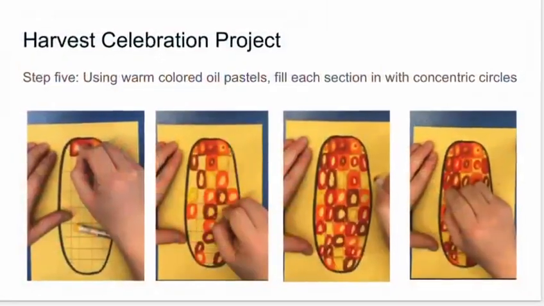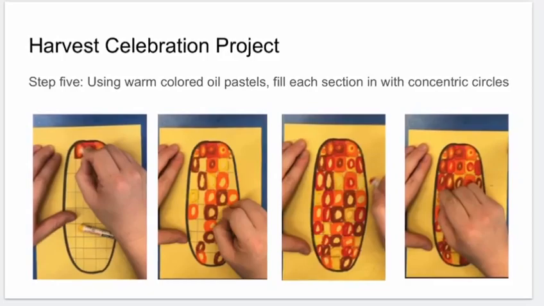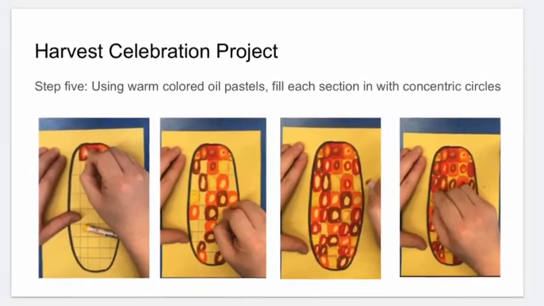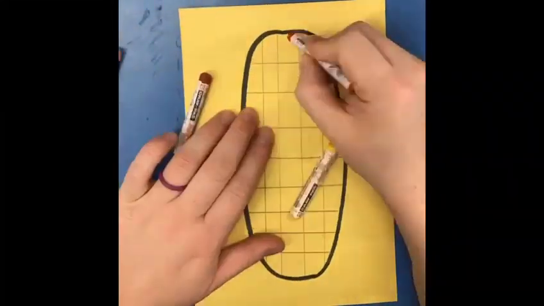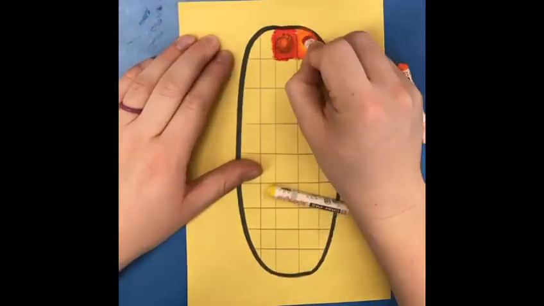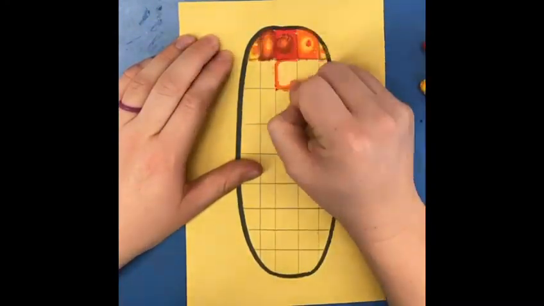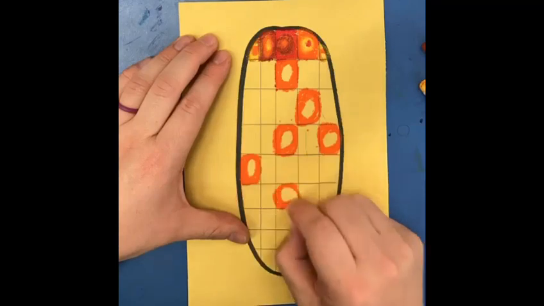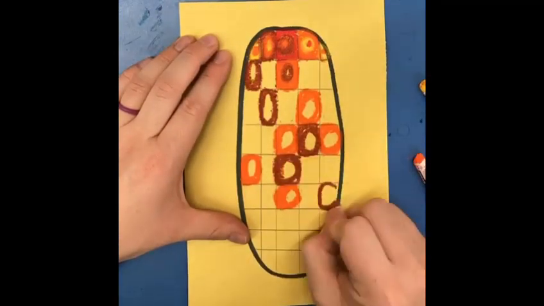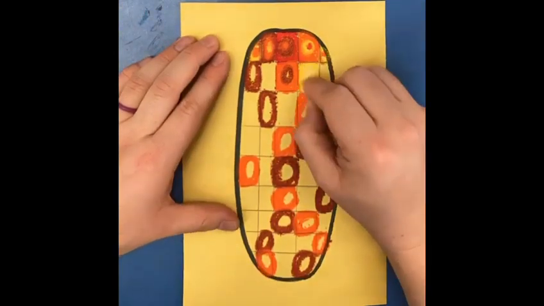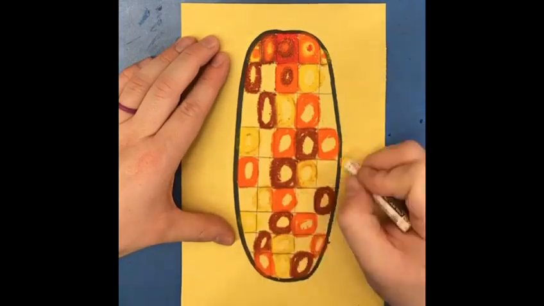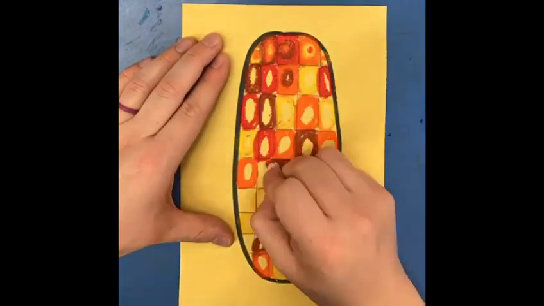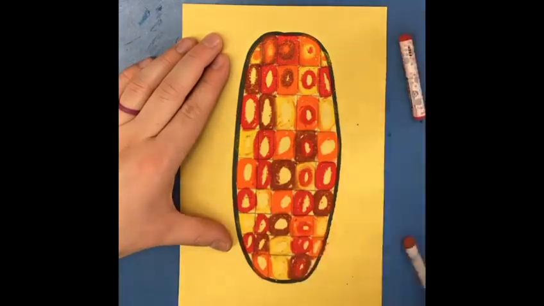Using our warm colored oil pastels, we're going to fill in each section of the grid with concentric circles. This means that each image is going to have circles on top of one another, filling in the portions. You can see that I originally started off by doing the first row completely. Then I decided to change my technique and I went helter-skelter random around my grid until they were all done.